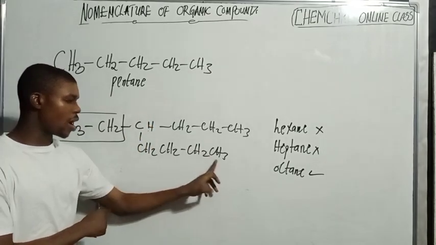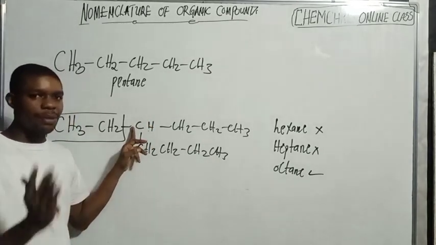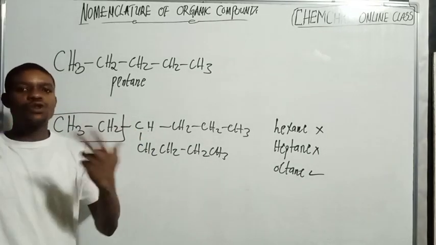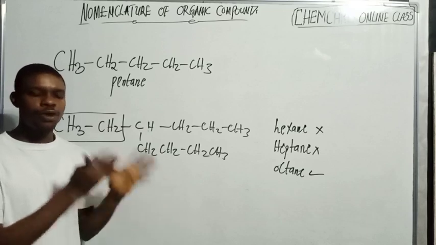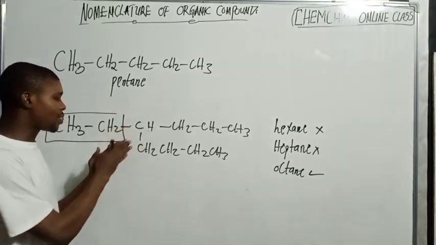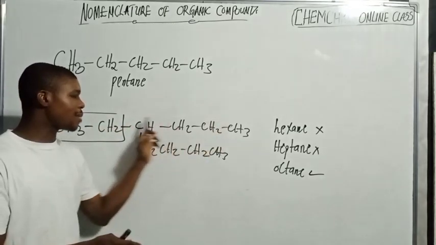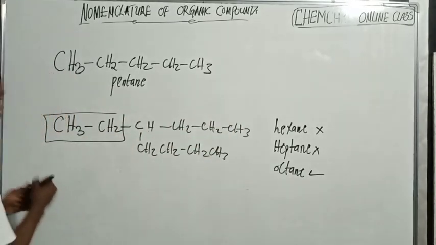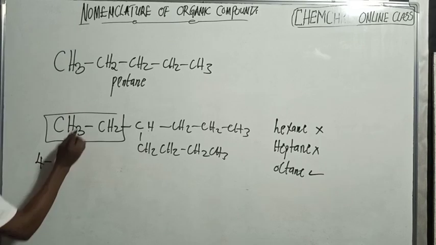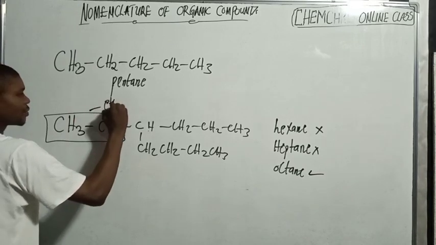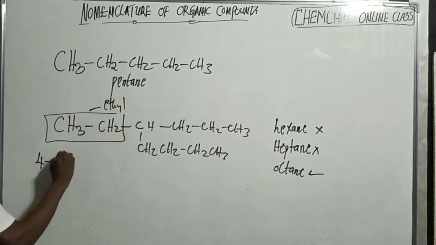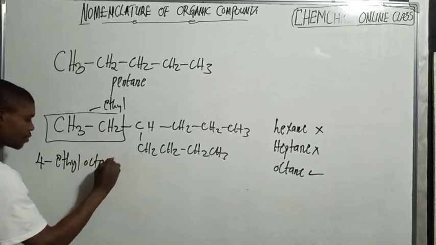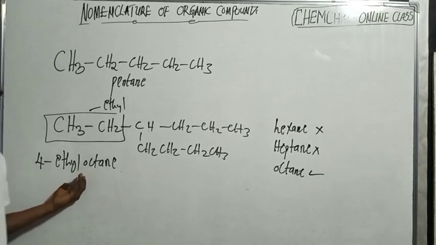But when I start from here, 1, 2, 3, 4, 5, carbon number 5 is carrying the substituent. So we have two possible numbers for the carbon atom that carries the substituent: 4 when you start from here, and 5 when you start from here. So here it is going to be 4. This is what I call ethyl. 4-ethyl, then here we have octane. 4-ethyloctane, right?